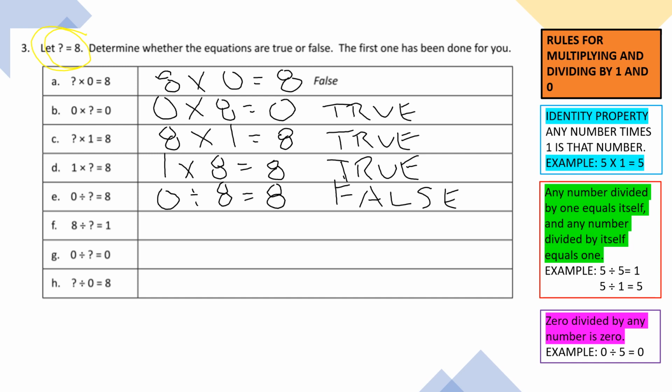Okay, let's look at F. 8 divided by 8 equals 1. Well, let's look at our rule. It says any number divided by itself equals 1. And 8 is being divided by 8. And that equals 1. So that is true.